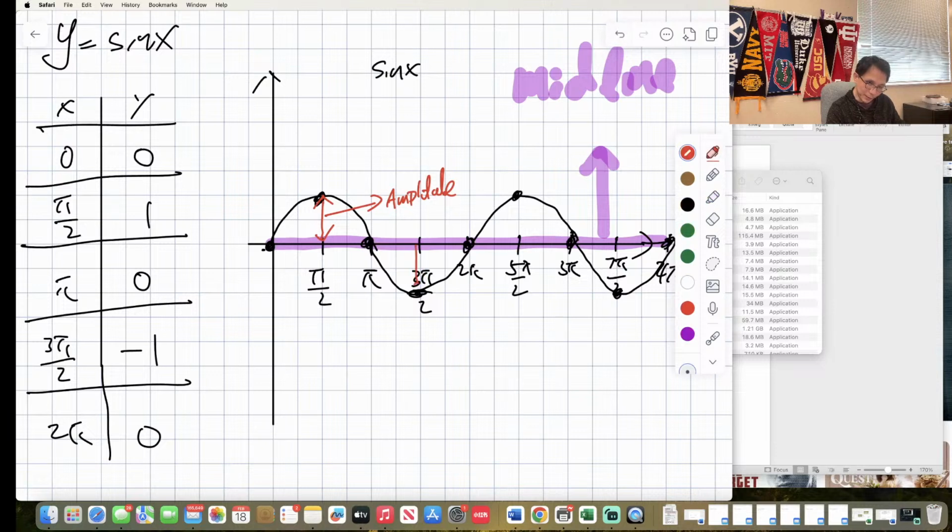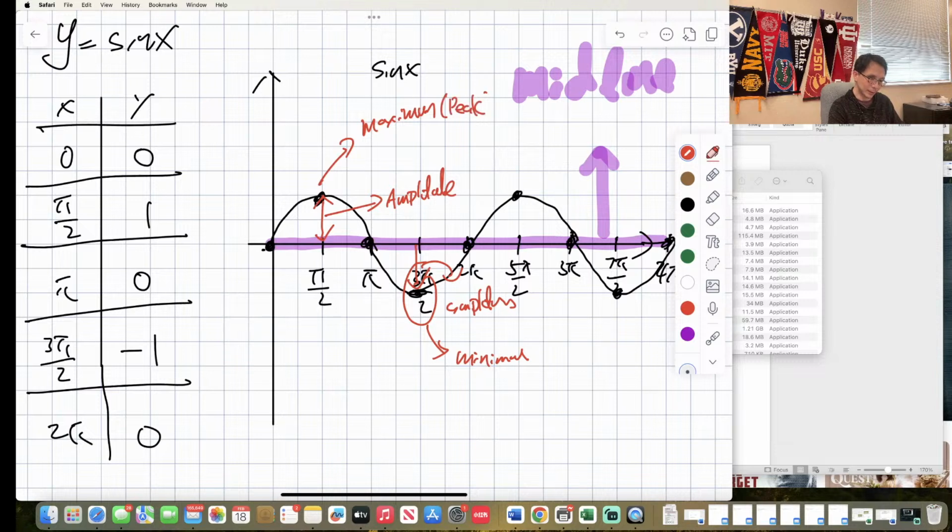Am I going too fast? This is an amplitude, so it's from the middle to the highest peak. Are you following me so far? Or the middle to the trough. This is also known as the maximum, and this is known as the minimum. But in terms of the sine graph, we're going to call them the peak and trough.